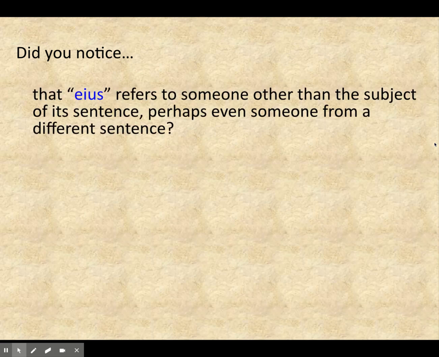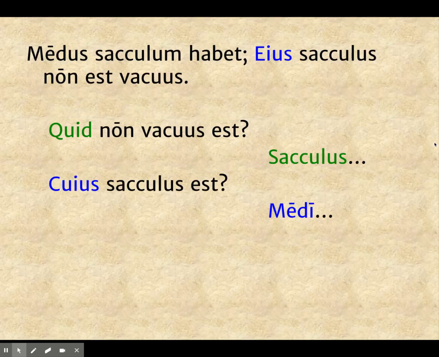Did you notice that eius refers to someone other than the subject of its sentence? Perhaps even someone from a different sentence. So just to go back, eius does not refer to the saculus, which is the subject of the sentence it's in. It actually refers to Metus, who is the subject of some other sentence, someone else. I like that eius begins with an E, like the word else.